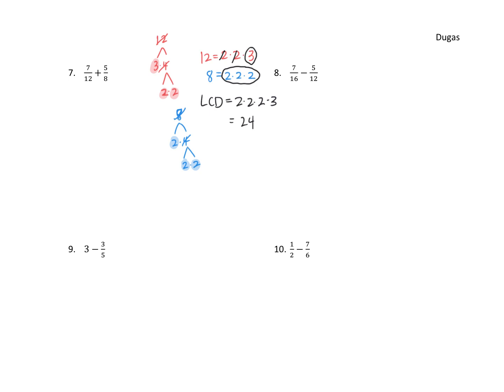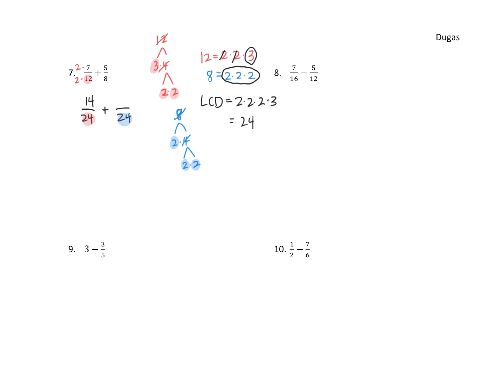So now we want our denominators to both be 24. The first one is currently 12, so we do 24 divided by 12, and we get 2. So we're multiplying the top and the bottom by 2. 2 times 7 is 14. So our first fraction, 7/12, has the equivalent fraction 14 over 24. We're going to do the same thing for the second.